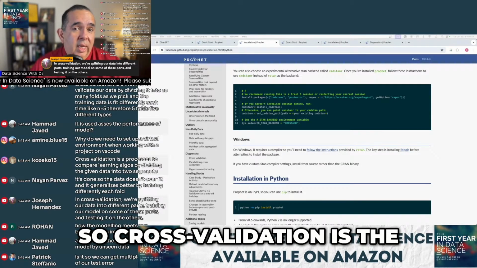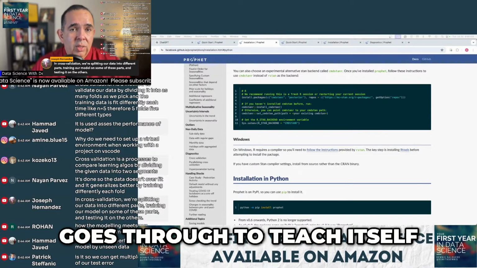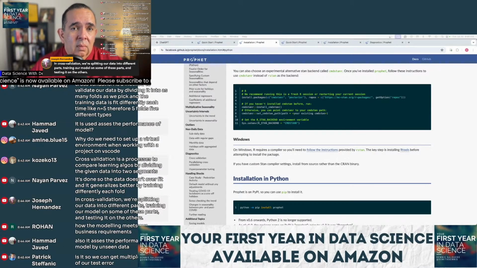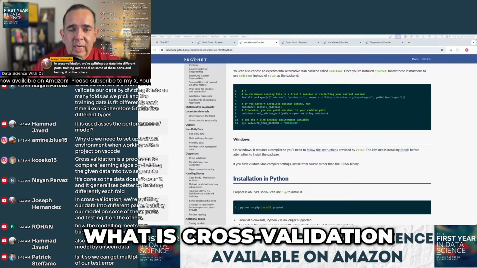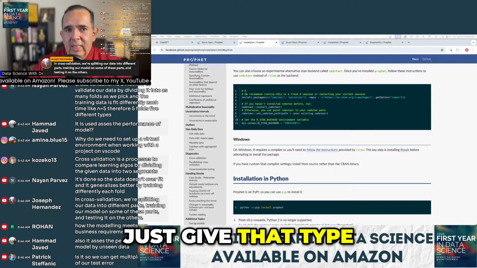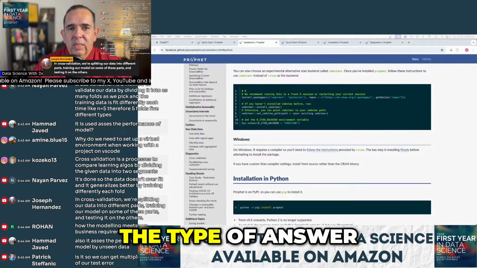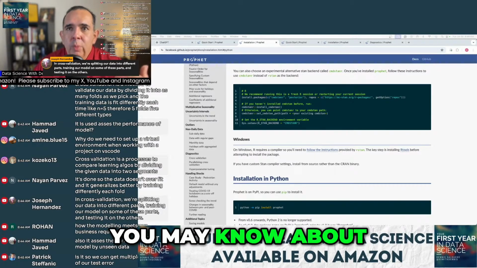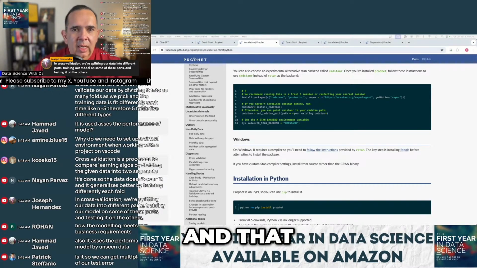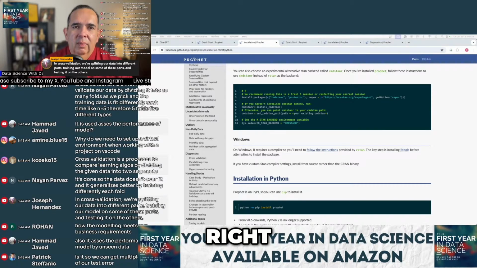So cross-validation is the process that a model goes through to teach itself. Okay? So when you hear things like that, what is cross-validation? Just give that type of answer, because that's the type of answer that your stakeholders are going to want. You may know about the folds and this and that, but your stakeholders don't care about that, right?